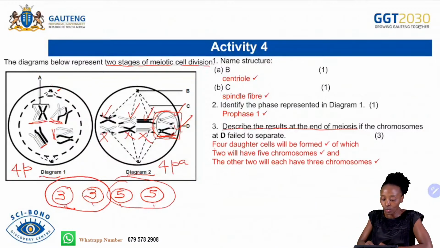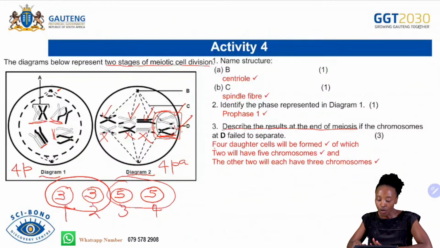4 daughter cells will be formed, and these are our daughter cells 1, 2, 3, 4, and of which 2 are going to have 5 chromosomes each, and the other 2 will have 3 chromosomes each. So that is the result.